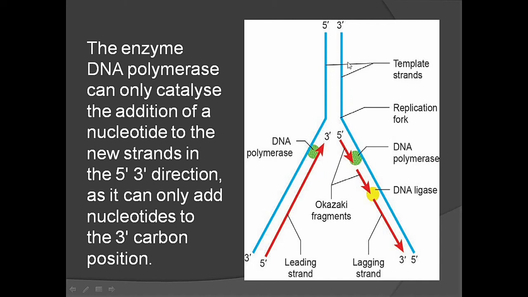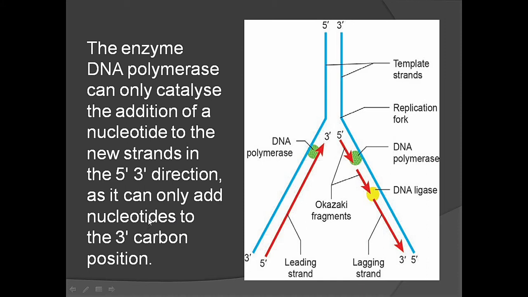The other strand, the 5'-3' strand, is called the lagging strand. Here the DNA replication is discontinuous. The discontinuous segments of DNA are called Okazaki fragments. Already we have learned that the enzyme DNA polymerase can only catalyze the addition of a nucleotide to the new strand in the 5'-3' direction because it can add the nucleotides to the third carbon position.